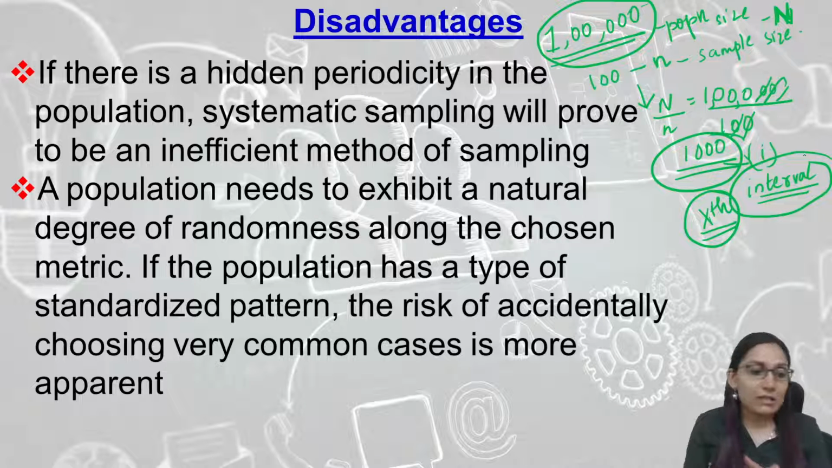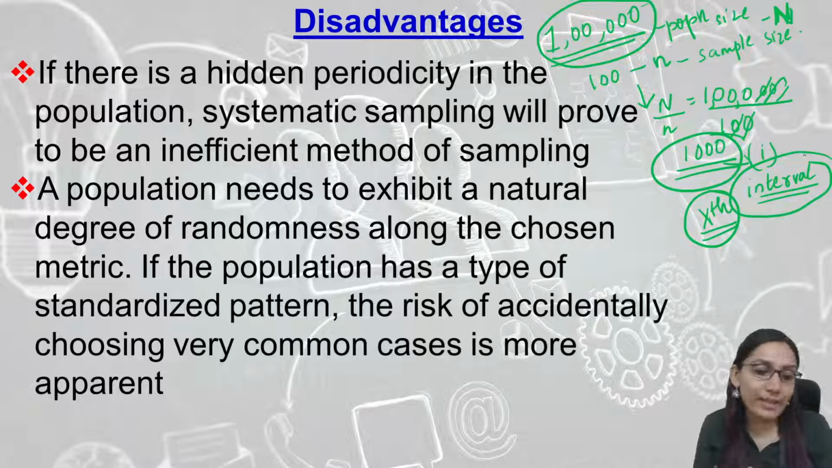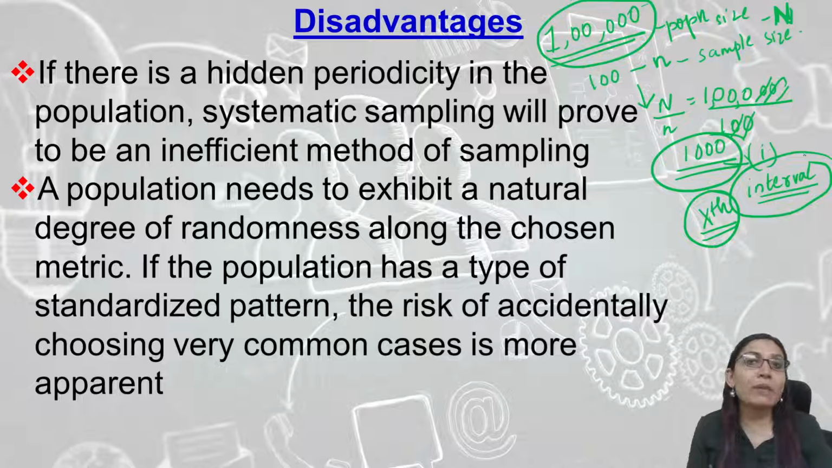So this is how this kind of sampling is done. This is more systematic as compared to simple random sampling. Under simple random sampling, you are not using any method or any technique, you are simply choosing.